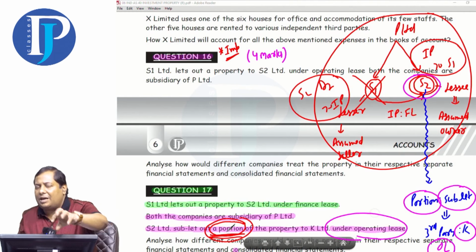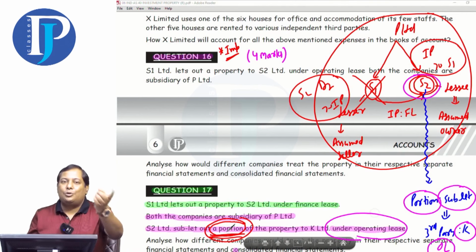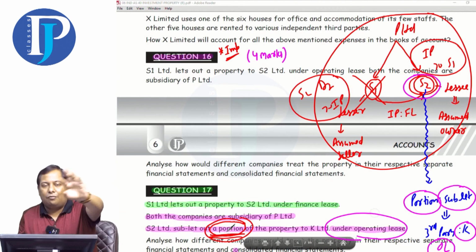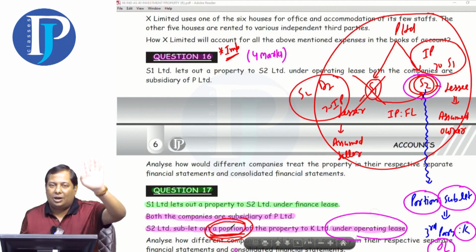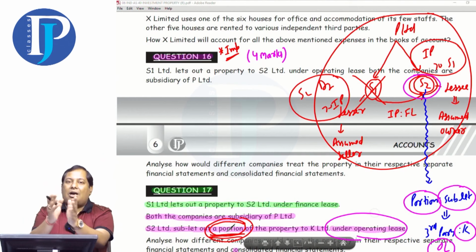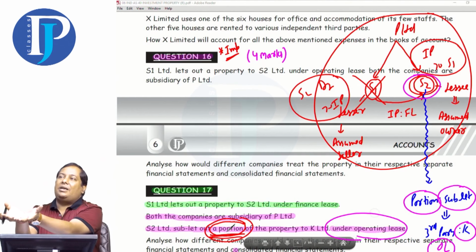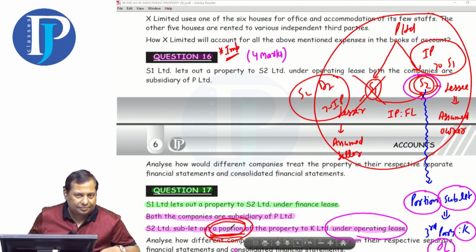So where is the portion that was not sublet yet? It would be in uses and in consumption, right? Since the portion that you have not sublet is being used, then Ind AS 16 will apply. For the portion you have subleased or sublet on an operating lease, apply Ind AS 40 to that.